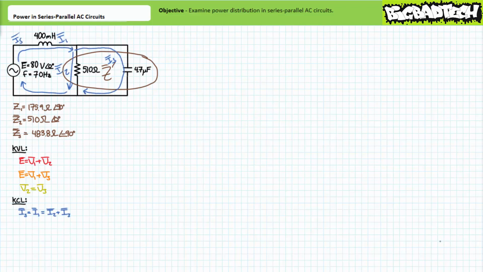Kirchhoff's current law states that the sum of currents entering a node equals the sum of currents leaving a node. A Kirchhoff's current law analysis of this circuit suggests that IS equals I1. Additionally, I1 equals I2 plus I3. This again implies that Z2 and Z3 are in parallel with one another and can be grouped as a combined impedance I'm calling Z single prime.